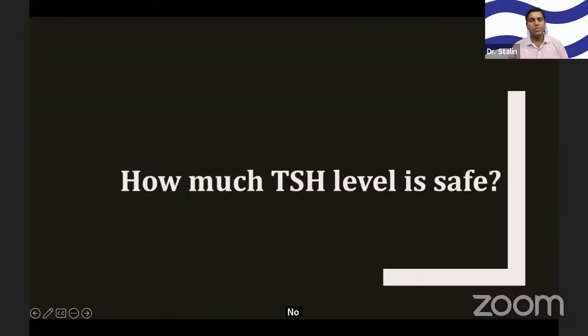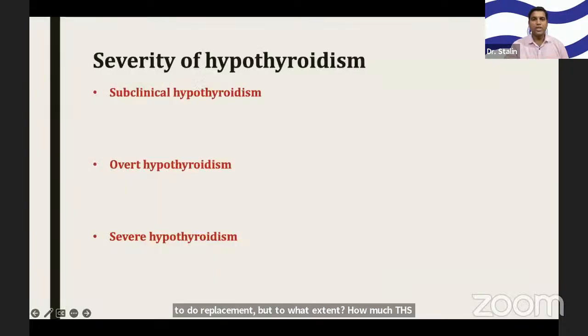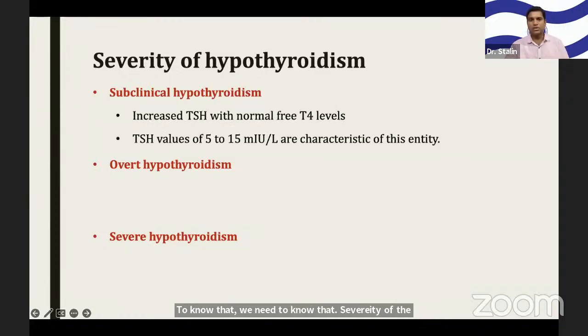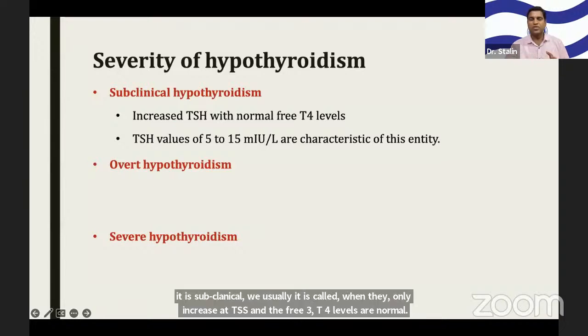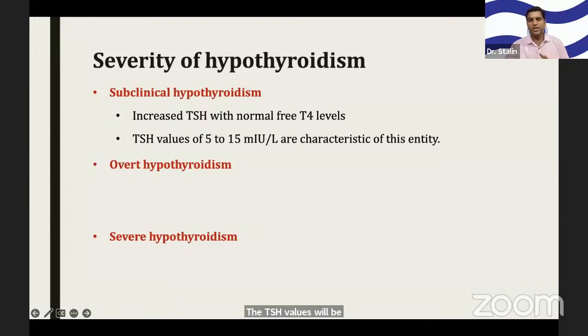Now we understood that replacement is necessary. We need to do replacement, but to what extent? How much TSH level is safe for any given patient? To know that, we need to know the severity of the hypothyroidism. If it is subclinical, usually it is called when only the TSH is increased and the free T3 and T4 levels are normal. The TSH values will invariably be between 5 to 15 milli-international units per liter in subclinical hypothyroidism.